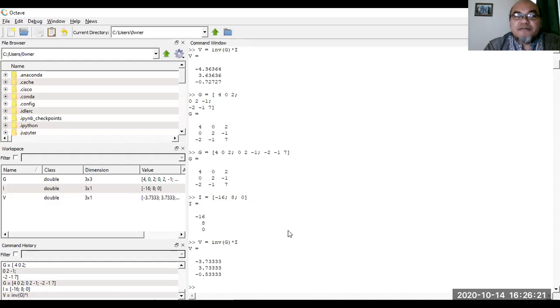So V1 equals -3.7, 3.7333, then 3.7333, then -0.5333.